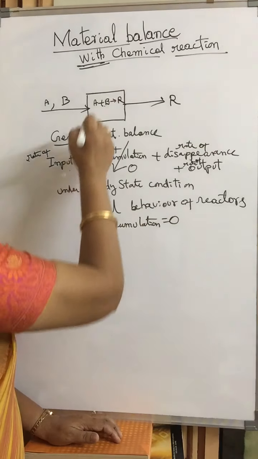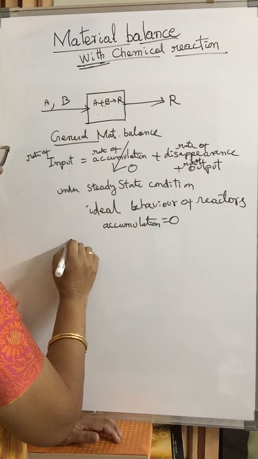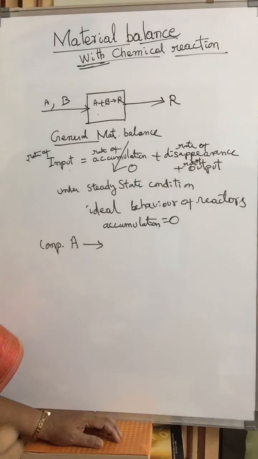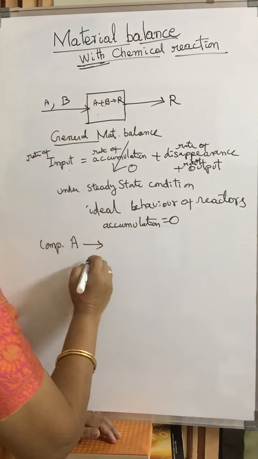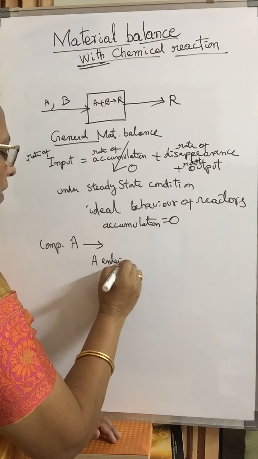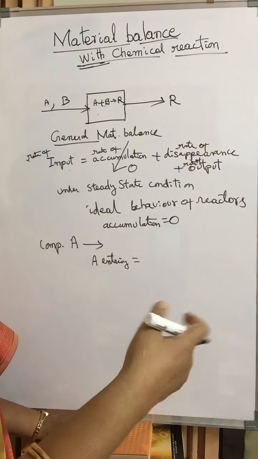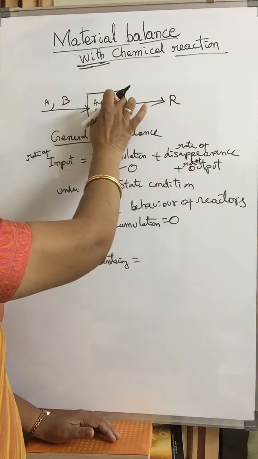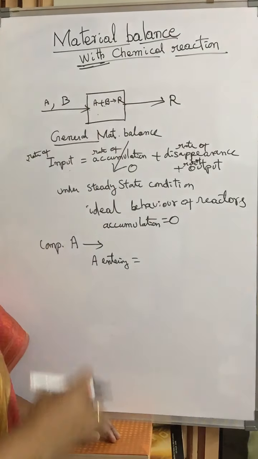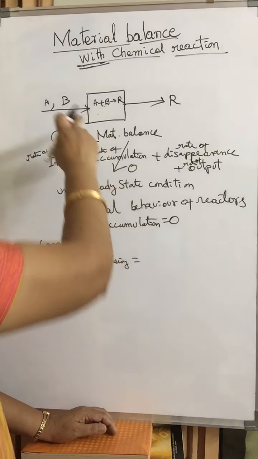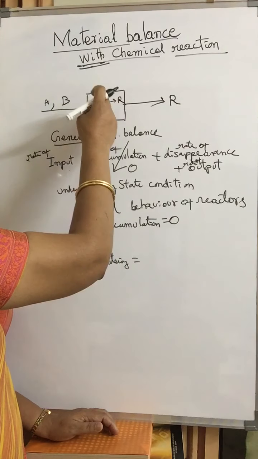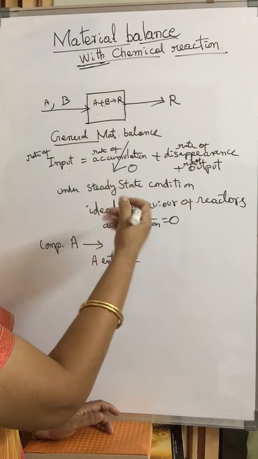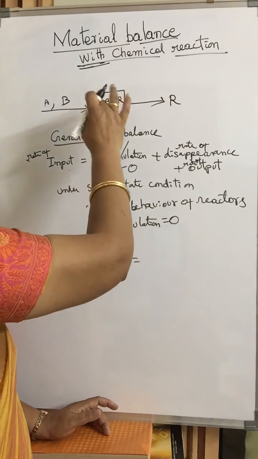For example, in this example, consider component A. What is the balance here? A is entering. This is the total input, and we are writing the law of conservation of mass. A entering is equal to what? After entering the reactor, what all can happen to component A? Because accumulation is 0 for our discussions, two things can happen.